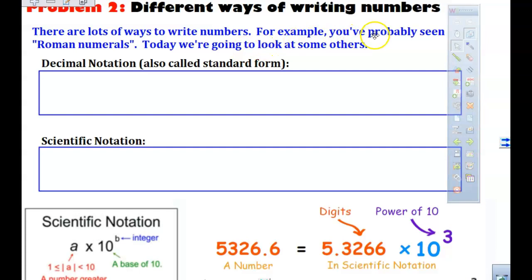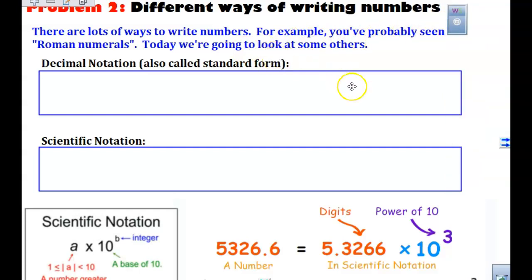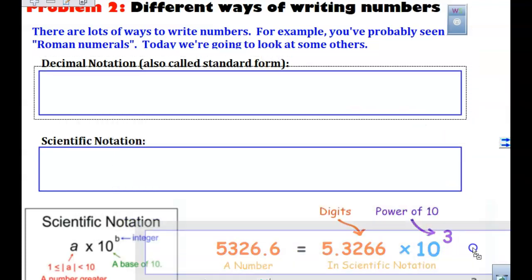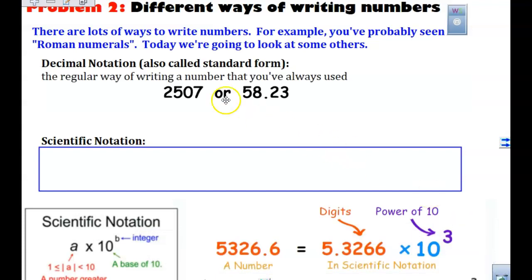Lots of ways to write numbers. For example, we've seen Roman numerals, if you work with those. Today we're going to look at other forms. Decimal notation, or called standard form. What I would like you to write down for that is when we have the regular way of writing numbers. This is kind of what you're used to seeing.